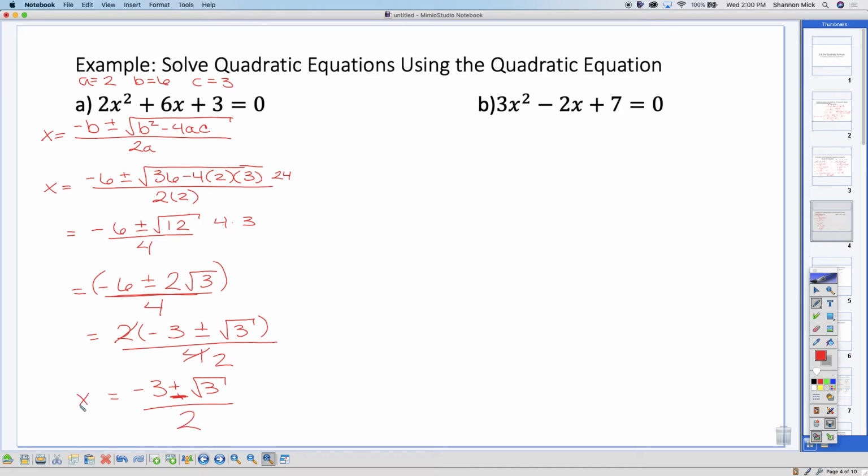Now I don't have to separate this one up because it's not a complex number, is it? It doesn't have an I in it, so I can leave it like this. But are there 2 answers here? Yes, because you have negative 3 plus the square root of 3 and negative 3 minus the square root of 3. Are they rational answers? No. They have a square root of 3. They're irrational answers. I wouldn't know that without a calculator, correct? But are they answers? Yes. Okay.